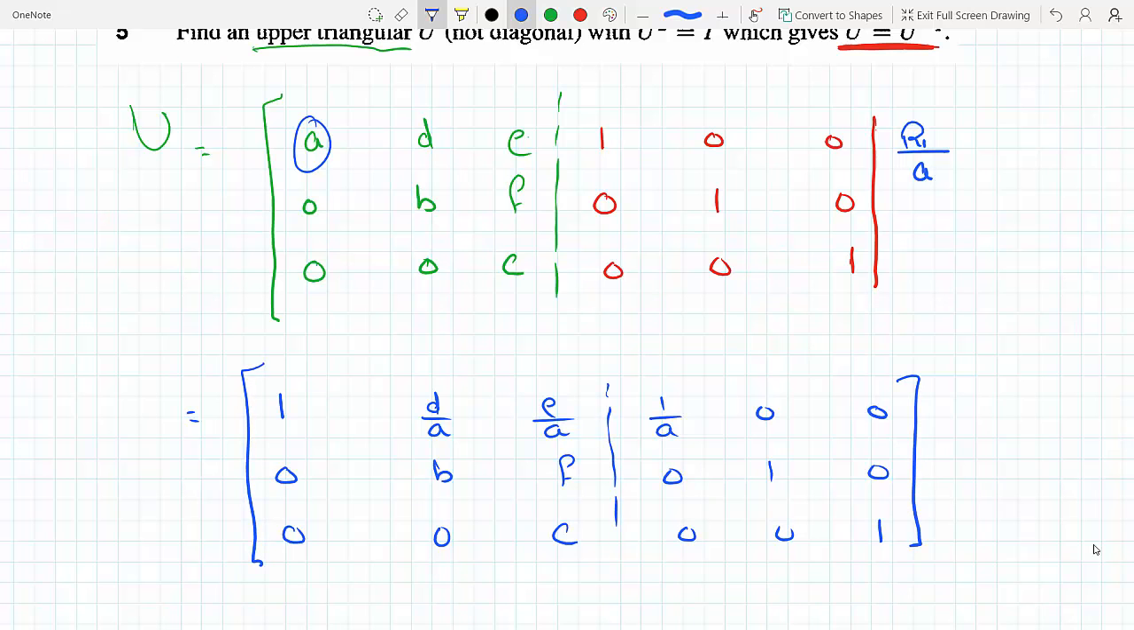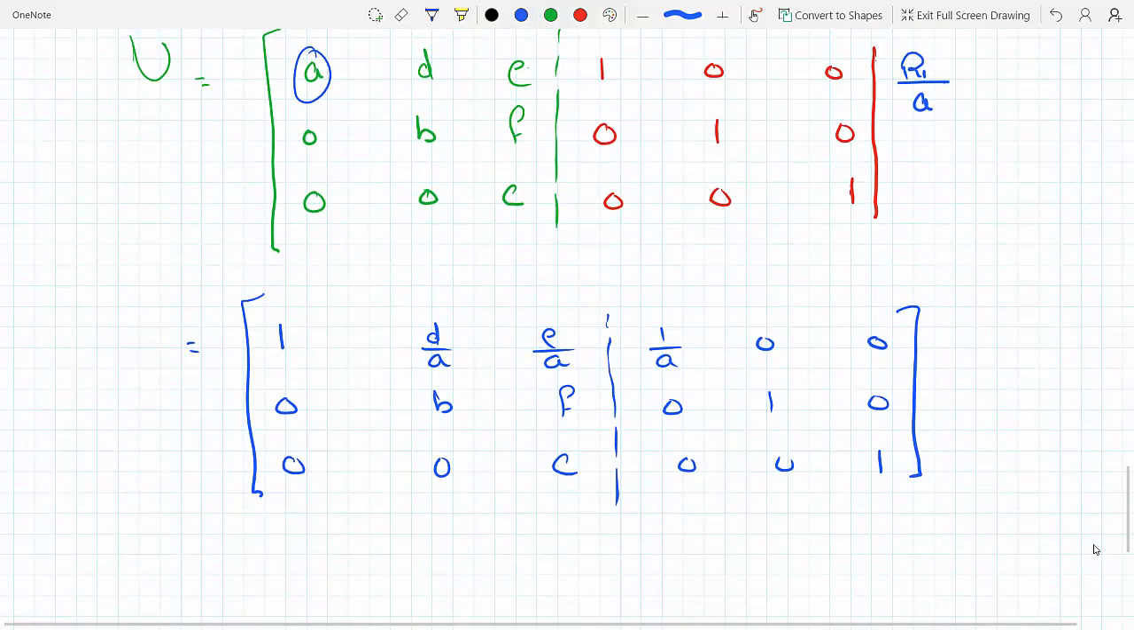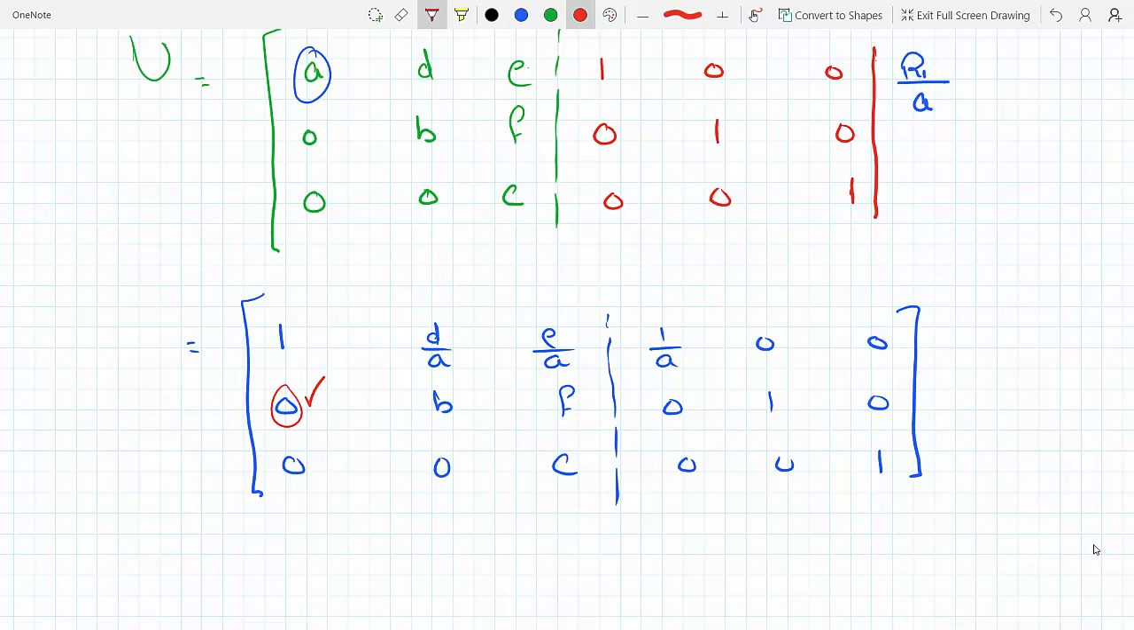Okay, let's put a divider here. The next step is to go down the first column and make this a 0. It's already a 0, so we're good there. The third one is already 0, good there. So we're done with the first column. Now we move on to the second column. This entry here needs to be a 0. It isn't, so we need to make it a 0.